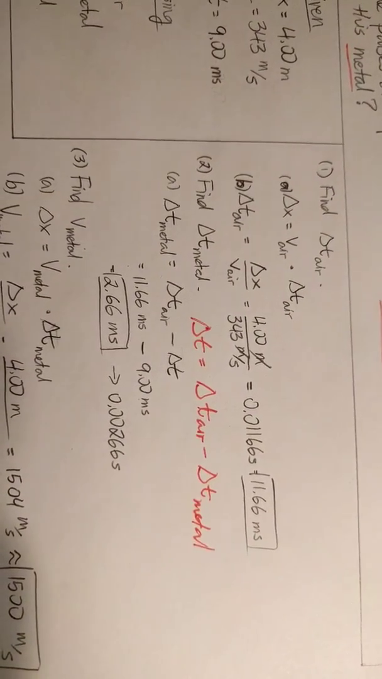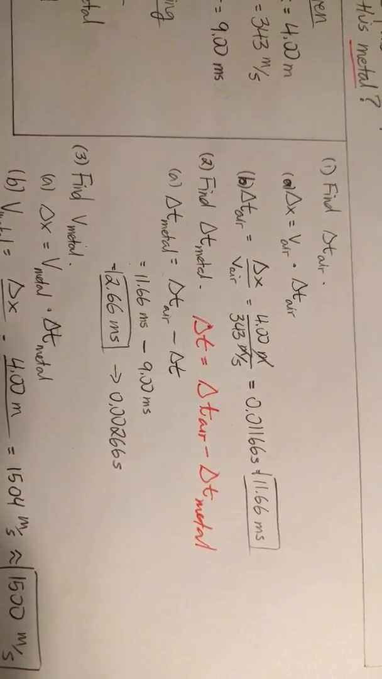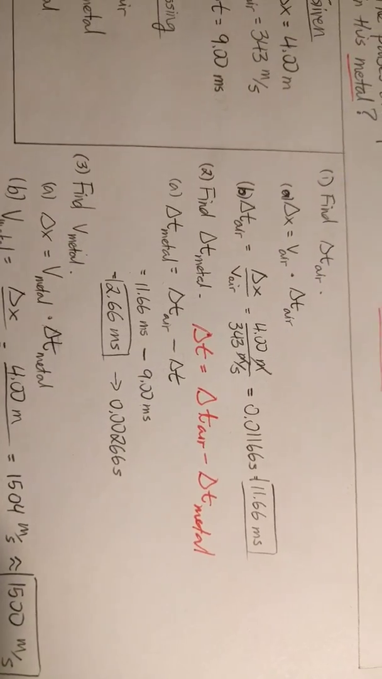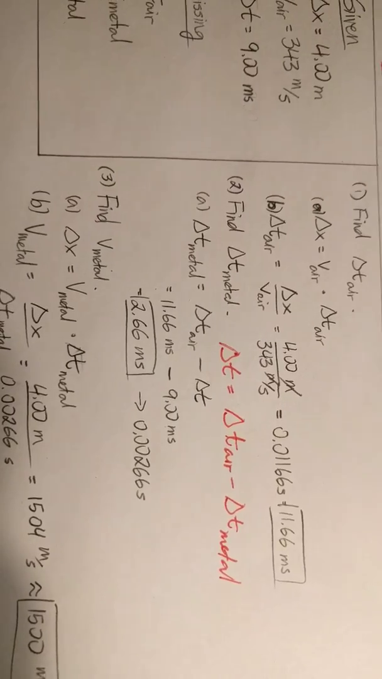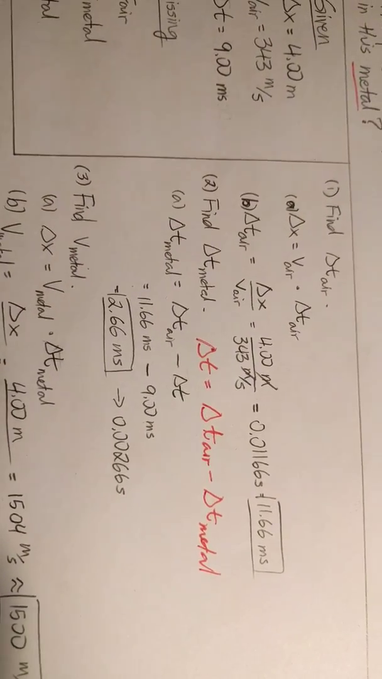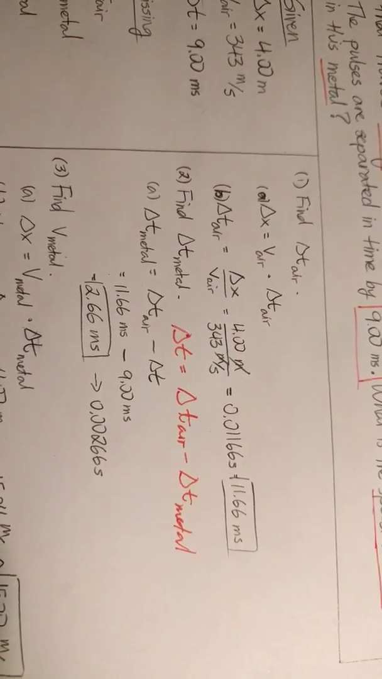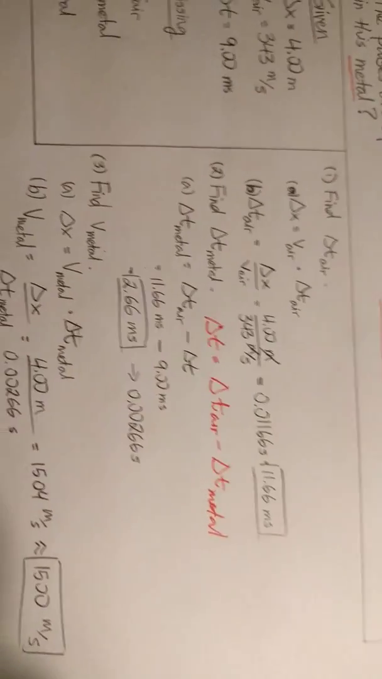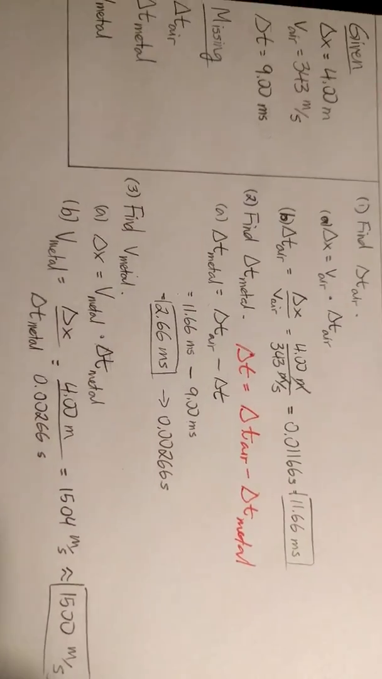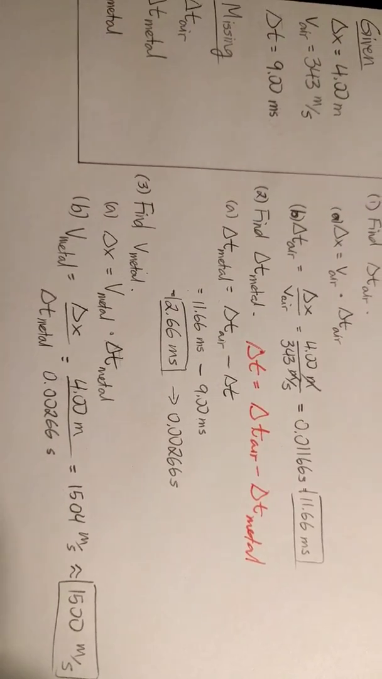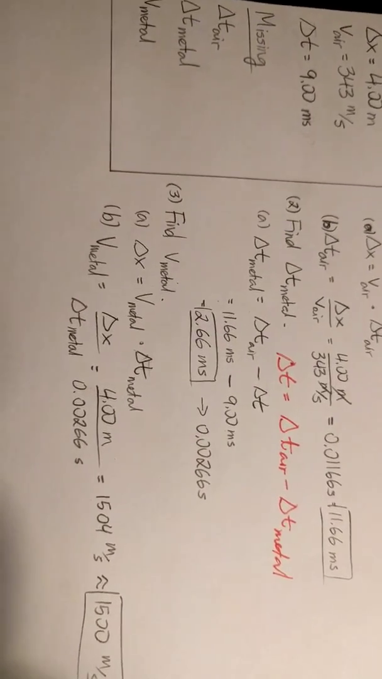And just to make the next step easier, convert it back into seconds, which would be 0.00266 seconds. Now that is done, we can now move on to find metal, or the velocity of metal. Velocity of sound in the metal? Yeah, let's go with that.